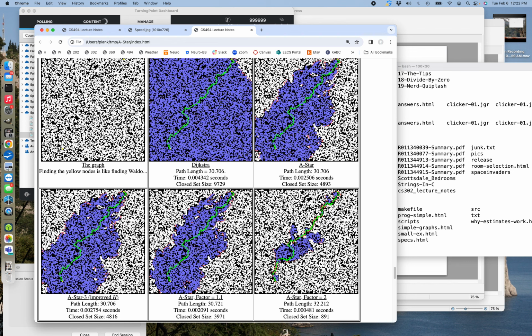Now when I make the factor 1.1, you'll notice my path length is now bigger. All these other path lengths were the same at 30.706. When my heuristic is too big, it found a path that was bigger, but it was faster, and the closed set size was smaller. When I made the factor 2, now my path length is much bigger. Still pretty good though, right? And my closed set size is tiny.